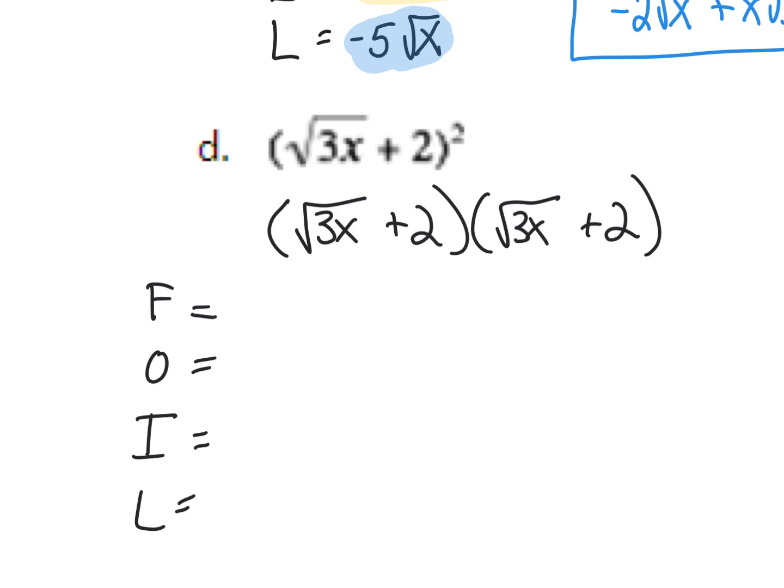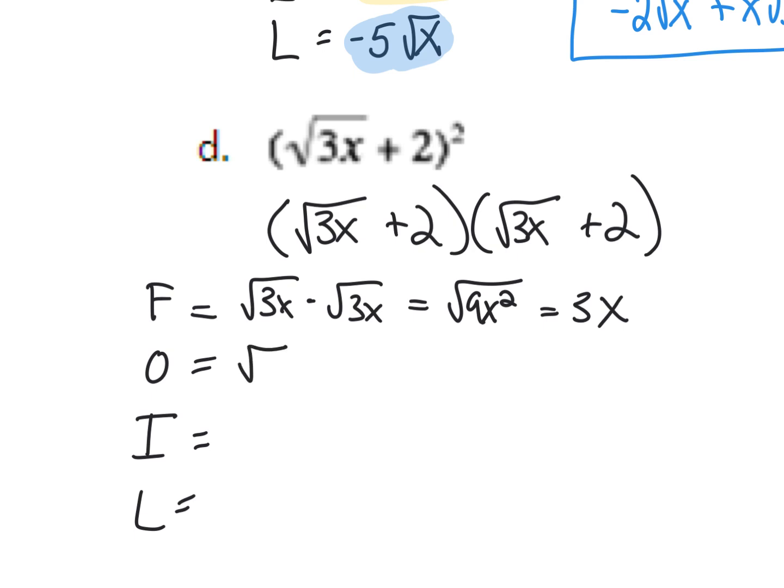Square root of 3x times the square root of 3x. I mean, Alex knows that is 3x, but if you need to show some work, we can. That's the square root of 9x squared. Square root of 9 is 3. Square root of x squared is x. Outers would be the square root of 3x times 2. That's just 2 root 3x. And then your inners is also 2 root 3x. And then your last would be 2 times 2. That's 4.